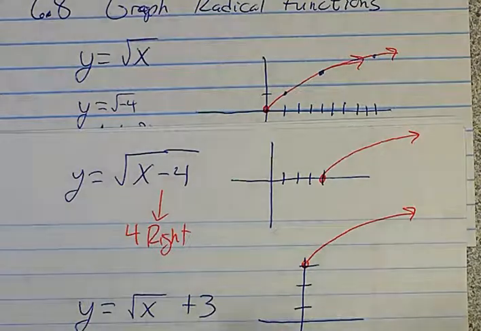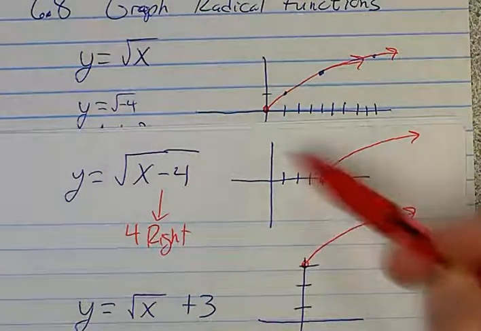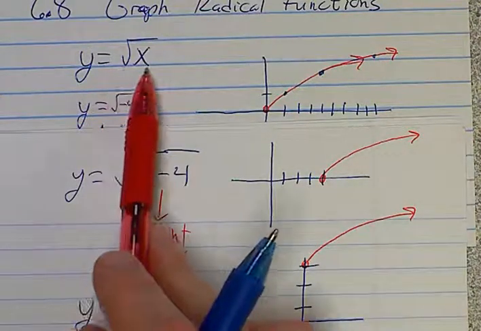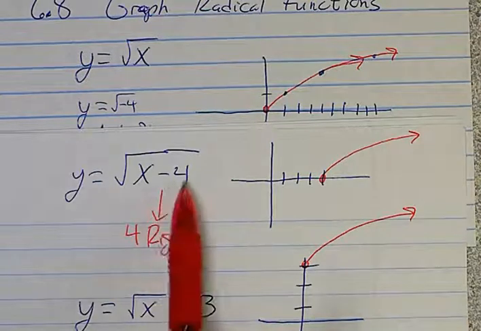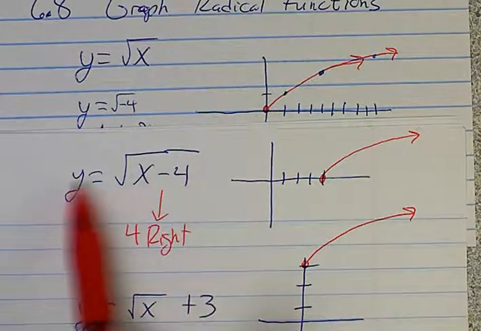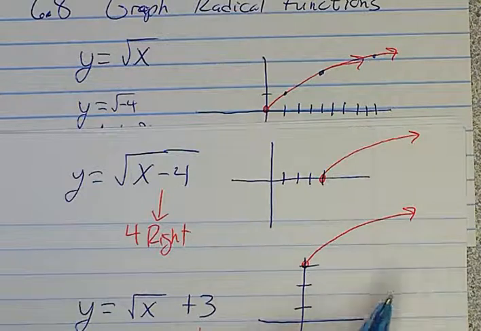So as long as you do the square root of x, it's always the exact same curve. If it's just here, you start at 0. If the number's on the inside, just like we were doing things before, anything on the inside moves it left or right in the opposite direction. Anything on the outside moves it up or down.